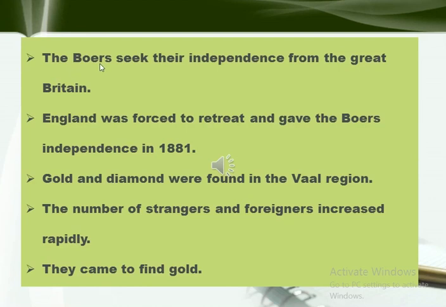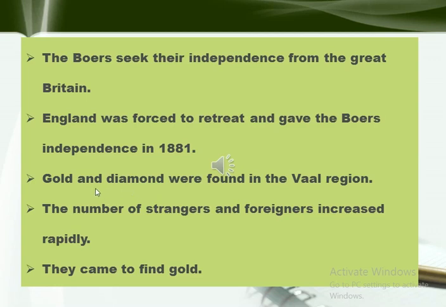Actually, the Boers sought their independence from Great Britain, and they wanted to be exempt from heavy taxation. However, England could not tolerate any disobedience, so the government tried to win control of this region, the place where the Boers lived. In 1877, the British government was forced to retreat. Therefore, the government gave the Boers independence in 1881.